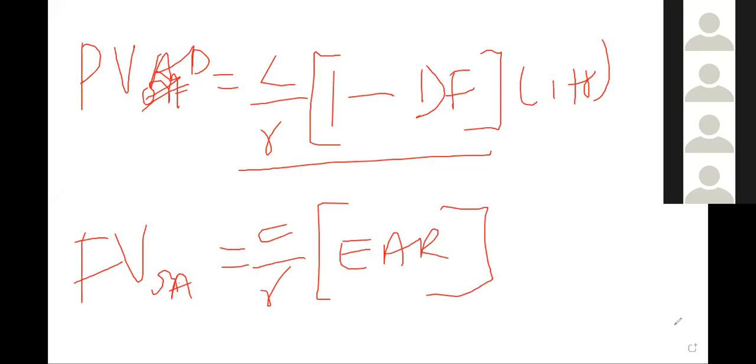Yes, Efia, what do we have to do to this to get future value annuity due? What do you have to do? All right. Yes, your hand is up. So please, you multiply by 1 plus r. You have to simply multiply by 1 plus r.